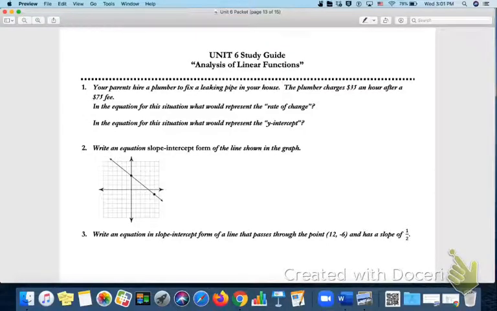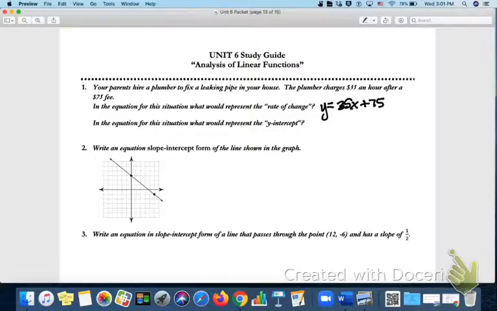Algebra 1, Unit 6 Study Guide. Number 1. Your parents hire a plumber to fix a leaky pipe in your house. The plumber charges $35 an hour after a $75 fee. So let's talk about that. $75 is the fee for them to come, and $35 is the price you pay per hour. So if we were to write the equation, it would be y equals 35x plus 75.